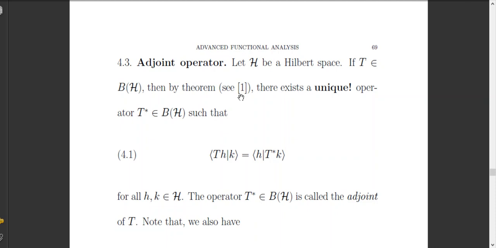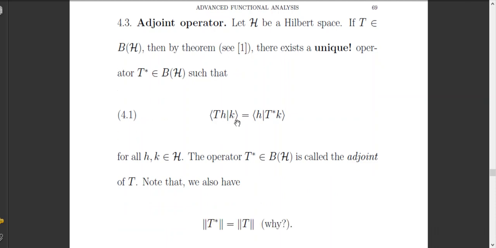textbook, the functional analysis textbook by Rudin, or any other textbook. Anyway, by theorem, there exists a unique operator on H. Okay, it means a unique element of B(H), usually denoted by T star, such that we have this: the inner product of Th and k equals the inner product of h and T star k, for all elements h and k in H.